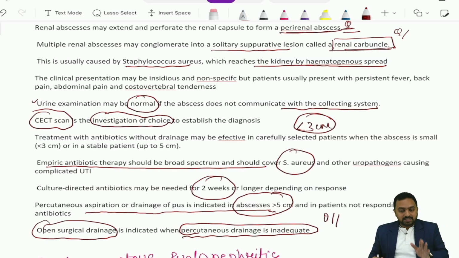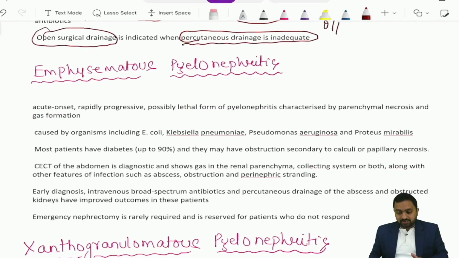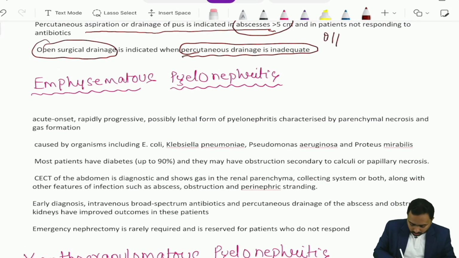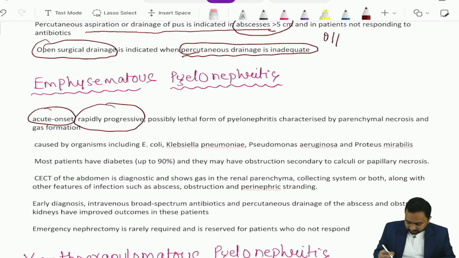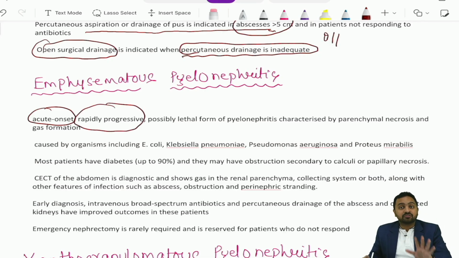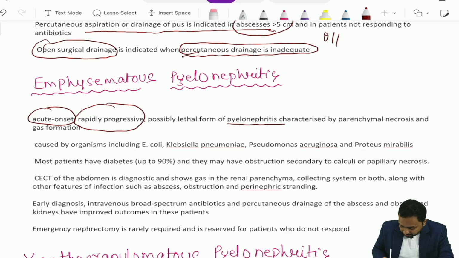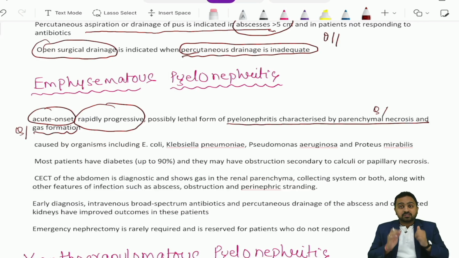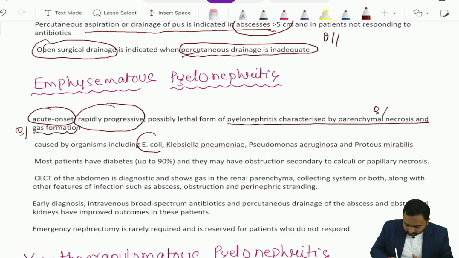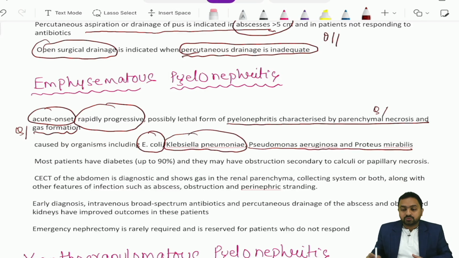Moving on to the next topic, emphysematous pyelonephritis. It is an acute onset, rapidly progressive, possibly lethal form of pyelonephritis, characterized by parenchymal necrosis and gas formation. These are a few clinical clues in clinical scenarios where you can form a diagnosis of emphysematous pyelonephritis. The organisms causing it include E. coli, Klebsiella pneumoniae, Pseudomonas aeruginosa and Proteus mirabilis.